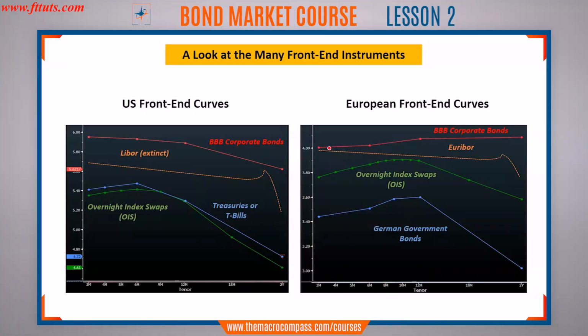For the rest, Euribor, which still exists, actually, it's not extinct, as you can see, has a bit of a credit spread on top of overnight index swaps for the same reason as the extinct LIBOR, because this incorporates the credit risk of banks lending to each other. BBB corporate bonds carry an additional layer of risk premium on top due to the possibility that these corporates could default. So again, guys, there are many front-end instruments, not only one. There are also some differences between European front-end curves and US front-end curves.